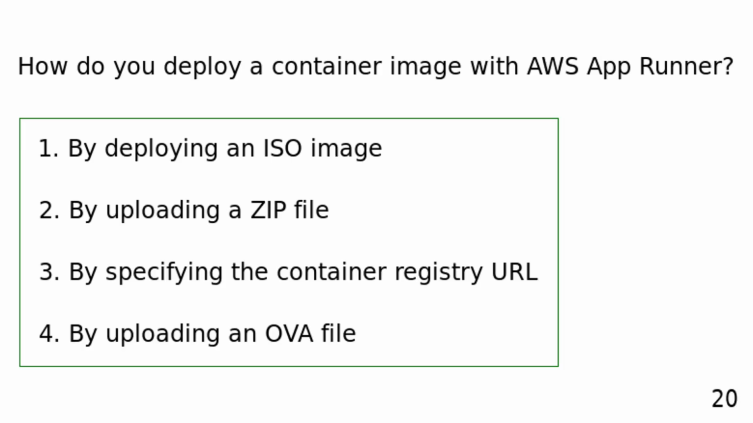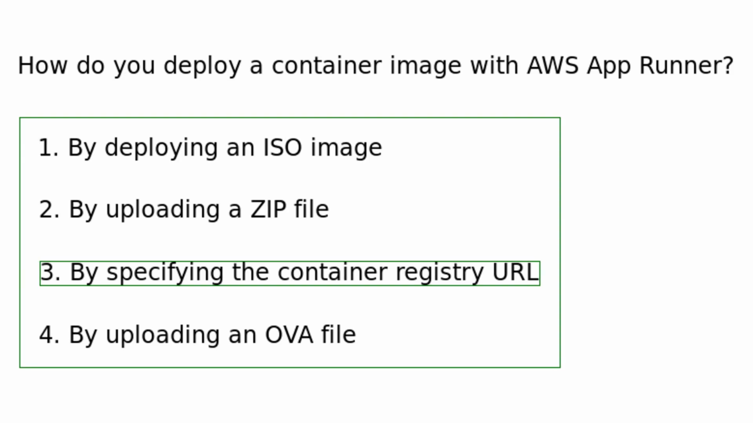How do you deploy a container image with AWS App Runner? By deploying an ISO image. By uploading a zip file. By specifying the container registry URL. By uploading an OVA file. AWS App Runner allows you to deploy a container image by specifying the URL of the container registry where the image is stored.